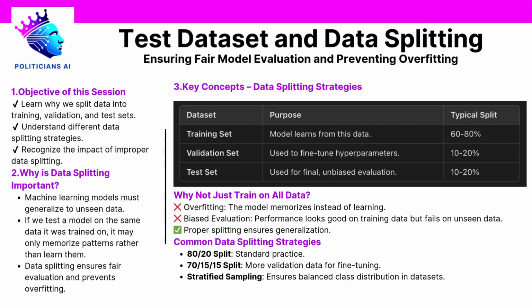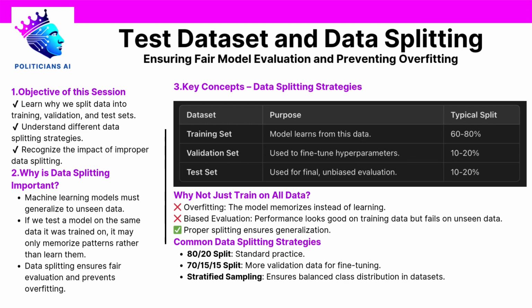Now that we have seen how different data splitting strategies impact model performance, let's reflect on some key questions. What happens if we accidentally use the test set during training? This would lead to overfitting because the model would have prior knowledge of the test examples, resulting in inflated performance scores that do not reflect real-world conditions.